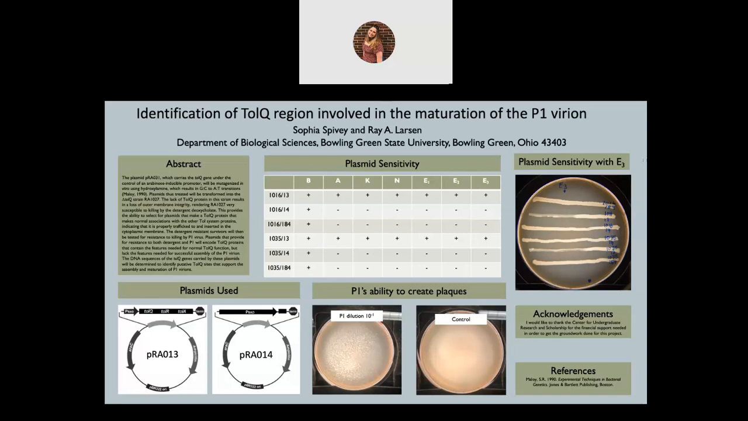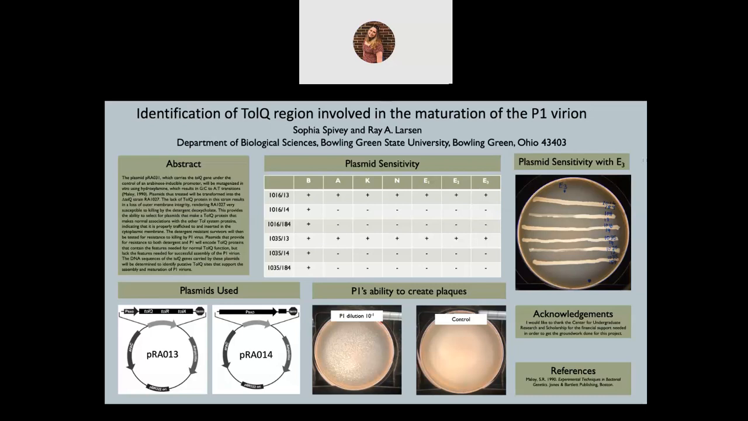Next, let's move on to the plasmids used. We used PRA013 and PRA014. As you can see, PRA013 has PBAD, TolQ, TolR, TolA, and term, whereas PRA014 has PBAD and term. One important thing to note is that PRA014 was made from PRA013 by engineering a deletion using a PCR-based strategy. PRA013 is usually very plasmid sensitive, whereas PRA014 is not.